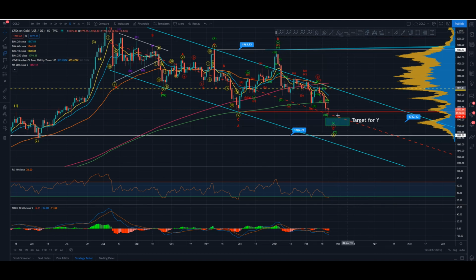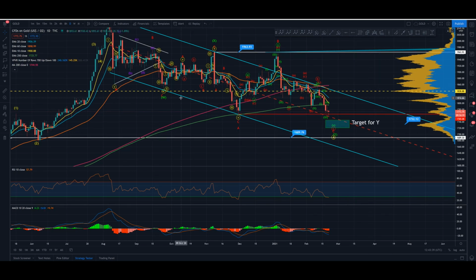Now we could come deeper. We could push to the 123.6 extension of the W for the Y. So we could work our way down to anywhere before this white line, before 1689.30, which is our invalidation point. So we could come down to here and then bounce. Now if we were to come down any lower, then one of two things has happened. Either this is incorrect, or my count up to this point is incorrect, and I need to reconsider the position of the 1 if I was to remain bullish.